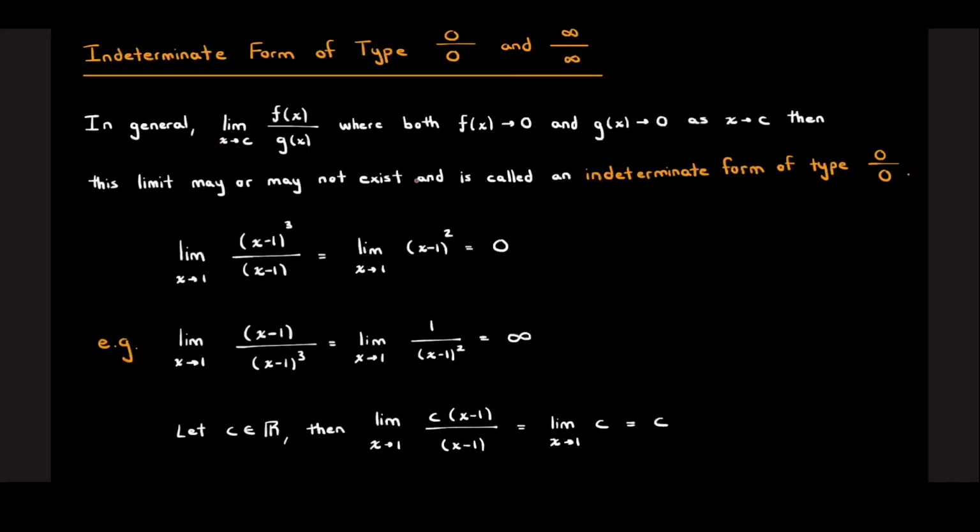It could be 17, it could be negative 1/2. You have to do more work. You have to change the form so that the limit can be revealed. The answer can be revealed. So to illustrate that, take a look at these three examples here.